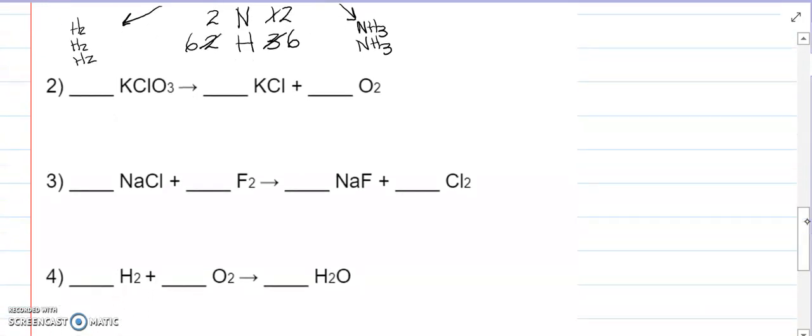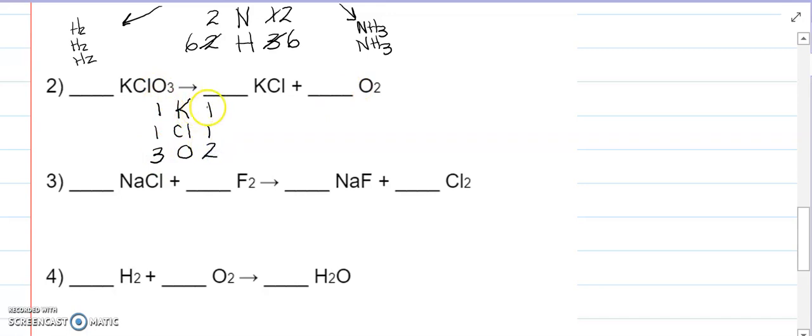So I have KClO3, and KClO3 gives me potassium, chlorine, and oxygen. I have one piece of potassium and one piece of potassium. I have one piece of chlorine and one piece of chlorine. I have 3 pieces of oxygen, but over here I only have 2 pieces of oxygen.